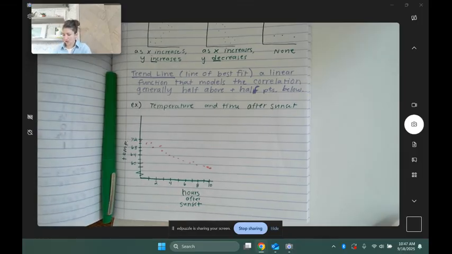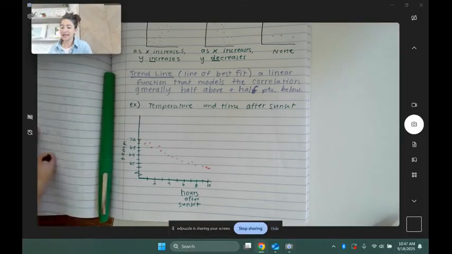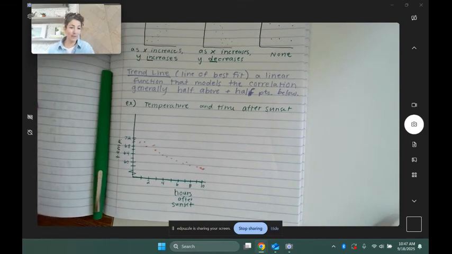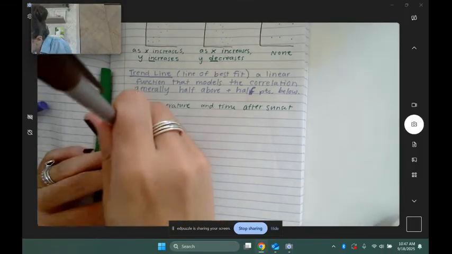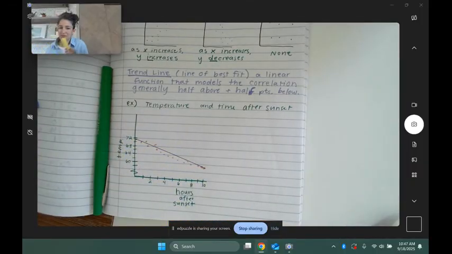So I need to draw a line of best fit. It has to be a straight line as best as you can, and there should be about half above and half below. I'm going to use a Post-it to be my straight edge here. And I'm going to pop this line, kind of fit right there. All right, so now this trend line, I need to make an equation for the trend line.